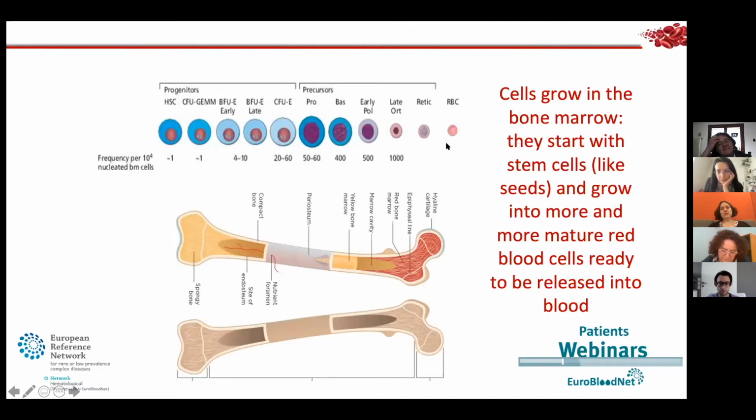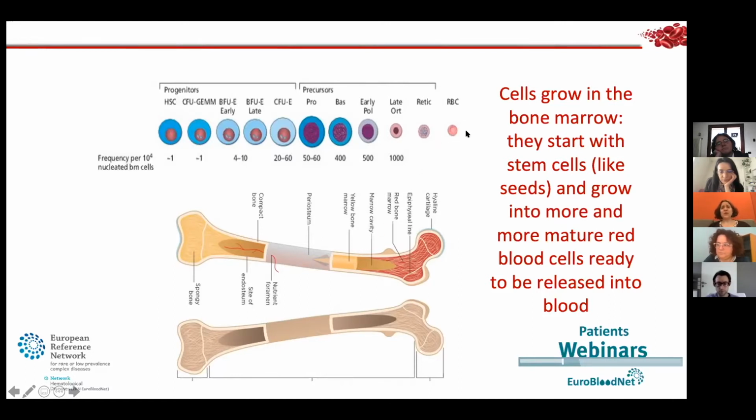I wanted to do a little bit of an introduction about what exactly is happening in the bone marrow. So we know that in the bone marrow is where we all make our blood cells, our red blood cells to carry oxygen, our white blood cells to fight off infections, and our platelets to stop us having blood clots. And all of these cells start off as essentially things like seeds. They're called stem cells, hematopoietic stem cells. And these stem cells that are like seeds can grow and make more and more mature red blood cells until they're ready to come out of the bone marrow and into the bloodstream.